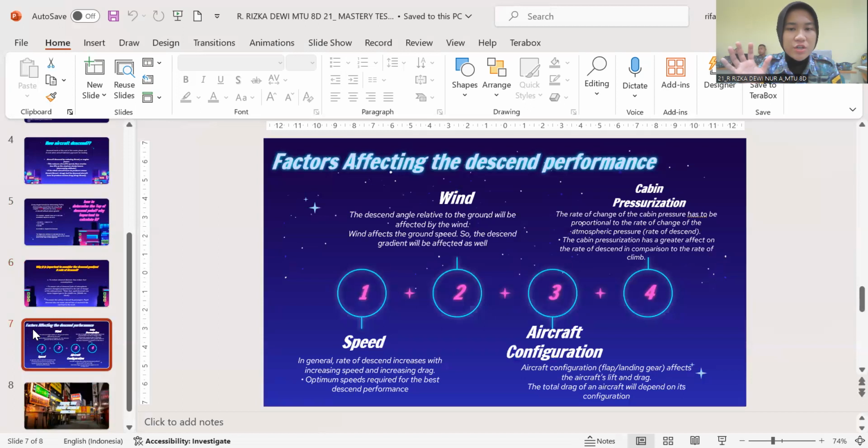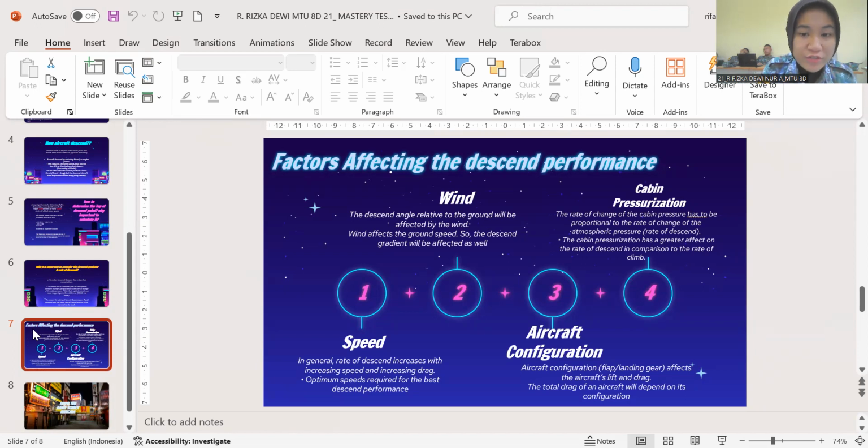Okay, next we have factors affecting descent performance. In the previous slides, we had factors affecting climb, and now we have factors affecting descent. Okay, first we have speed. In general, rate of descent increases with increasing speed and increasing drag. Optimum speed is required for the best descent performance. Second, we have wind. The descent angle relative to the ground will be affected by the wind. Wind affects the ground speed, so the descent gradient will be affected as well.